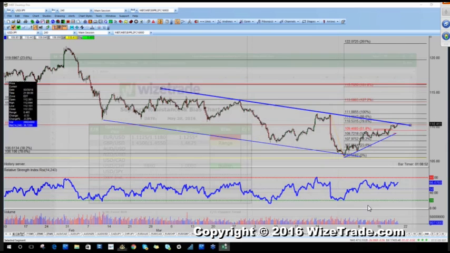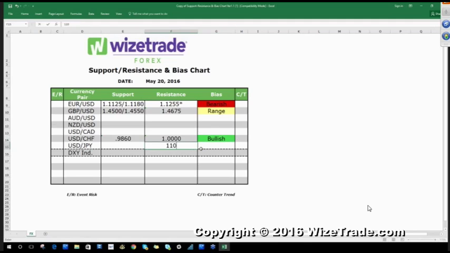I really think that 110.50-ish is really key resistance. If we get a foothold above that, I have to start buying the dollar yen on dips. I have to, okay?